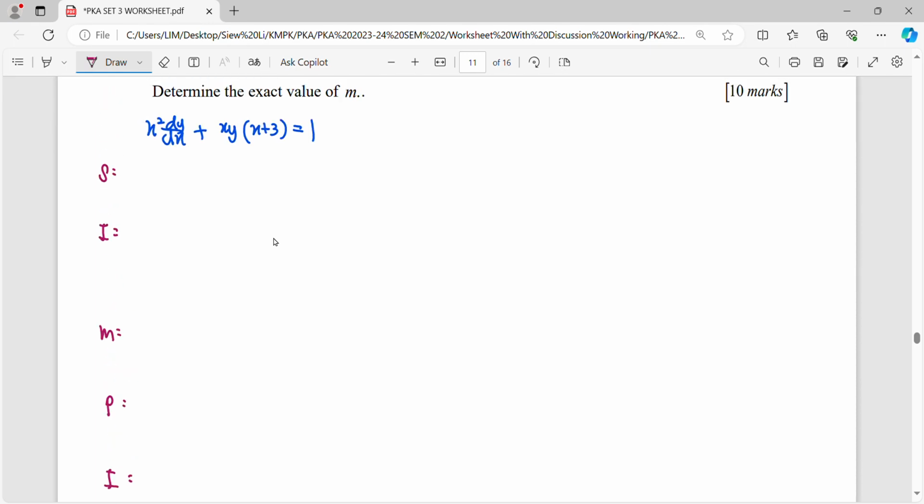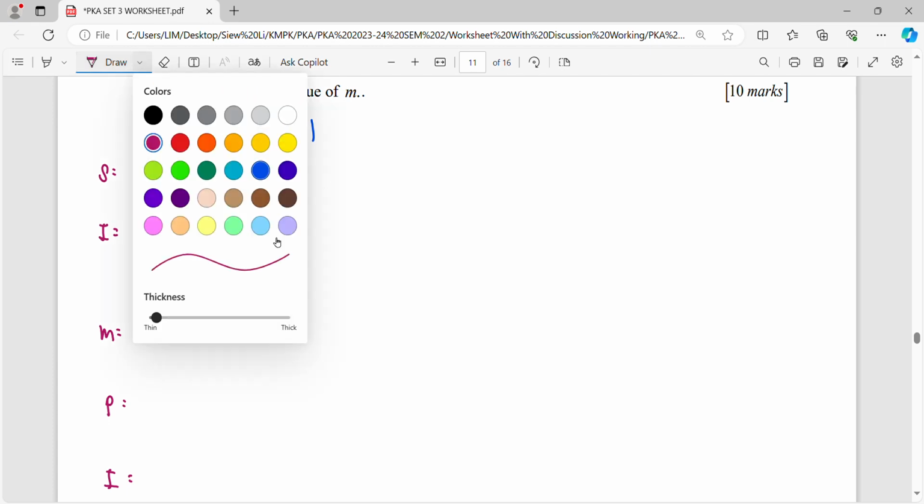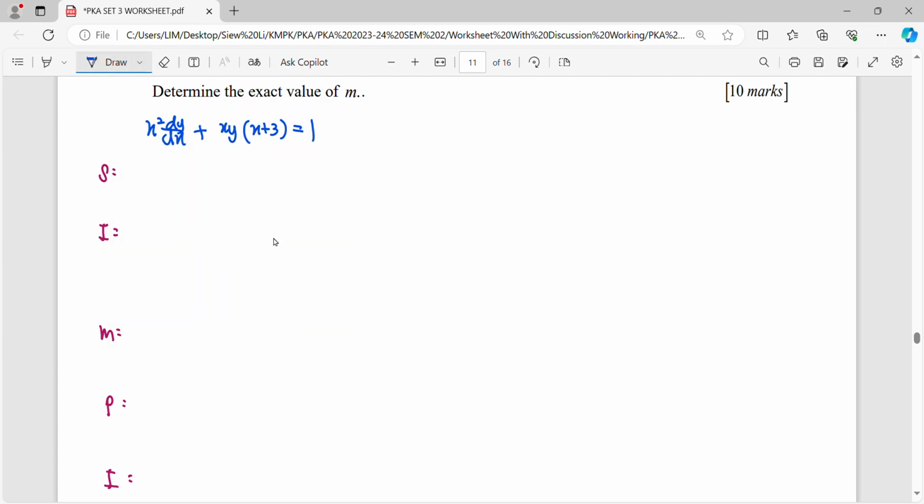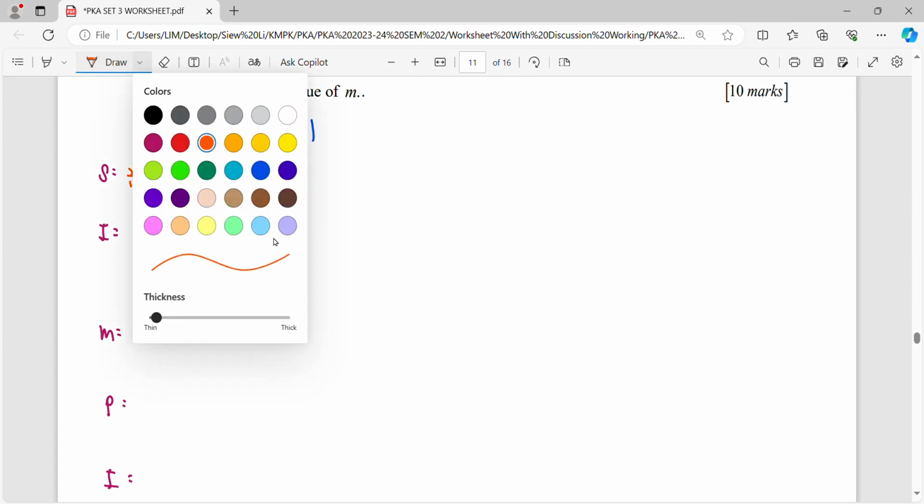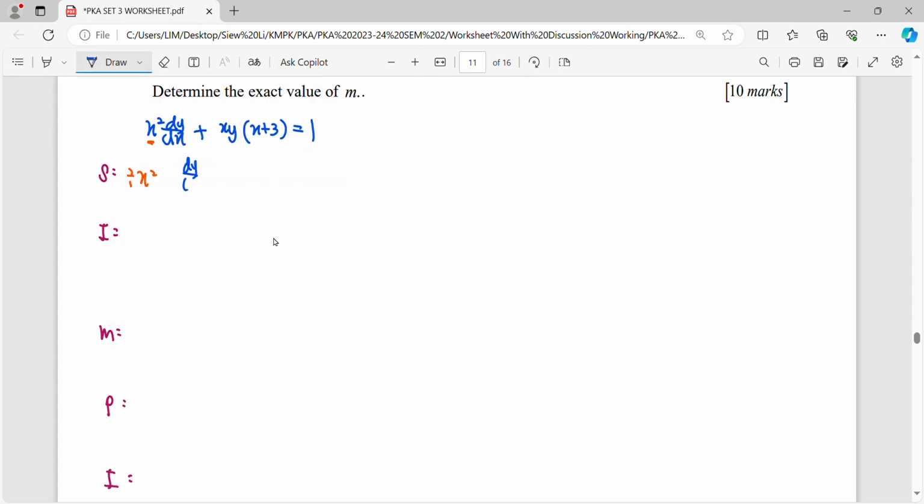Alright, so come to the standard form. In standard form, it's supposed to start with dy/dx. So we need to get rid of this x squared. So we divide this equation by x squared so that the dy/dx only has coefficient 1. When this one is divided by x squared, it can be simplified, where you can notice that the x can be simplified. And for the right hand side, when you divide by x squared, it will be 1 over x squared.